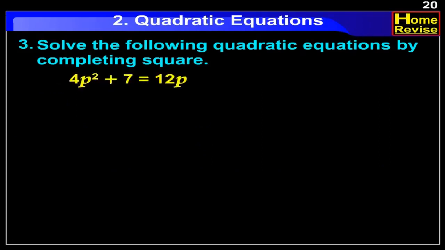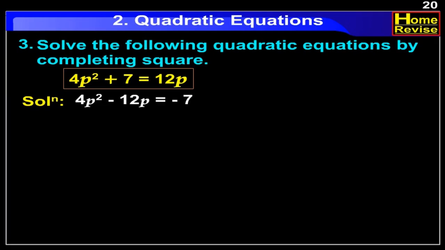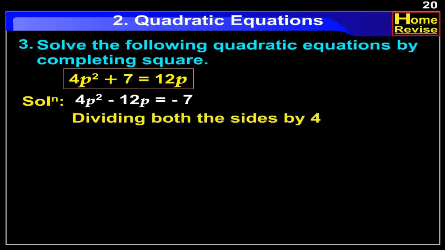4p² + 7 = 12p. Solution. The given equation is 4p² + 7 = 12p. After shifting the terms, we get 4p² − 12p = −7. Dividing both the sides by 4, we get p² − 3p = −7/4.